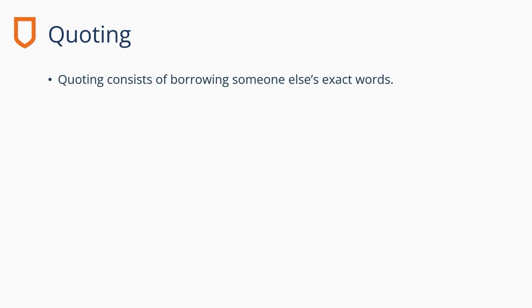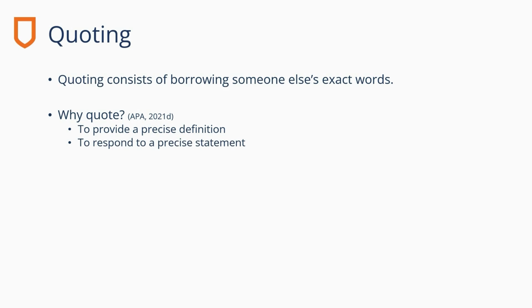Quoting also allows you to include an outside idea in your paper, but you do so by borrowing the exact wording and placing it in quotation marks. APA actually gives specific recommendations about when to quote instead of paraphrase. These include giving an exact definition, because it may be difficult to define terms precisely without quoting. You will likely want to quote when you want to respond to exact wording. This would be quite common if you're conversing with another author and you want to point to exact words of their argument that you agree or disagree with.